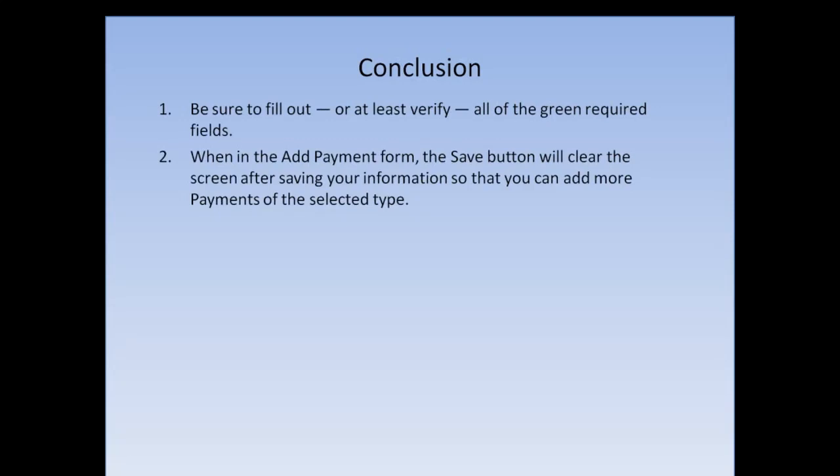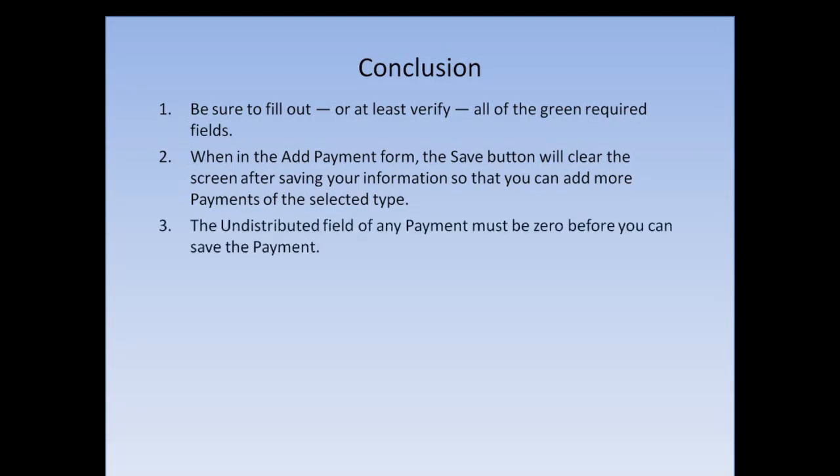Whether you are working with regular or manual warrants or electronic payments, the process for managing any kind of payment is similar in UAN. The key points you will want to remember for managing payments are: 1. Be sure to fill out or at least verify all of the green required fields. 2. When in the Add Payment form, the Save button will clear the screen after saving your information so that you can add more payments of the selected type. 3. The undistributed field of any payment must be 0 before you can save the payment.